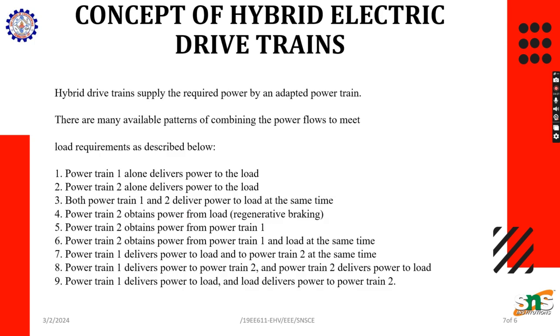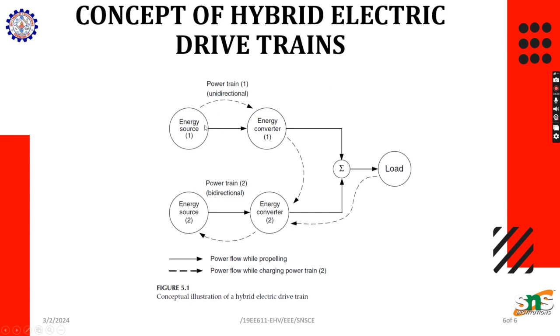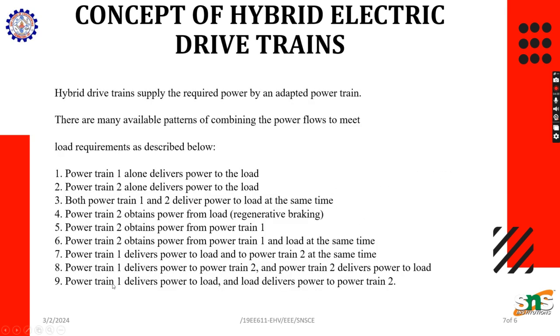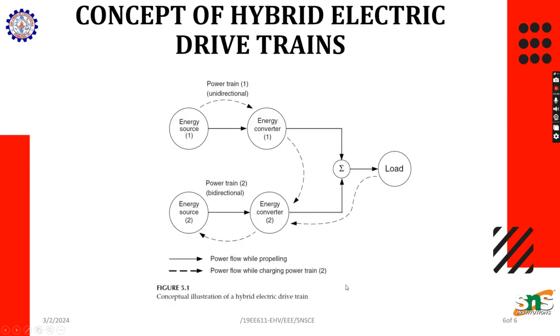And point number 8 is powertrain 1 delivers power to powertrain 2, and powertrain 2 delivers power to the load. So this is also possible: energy source 1 supplies energy to energy source 2, and through energy source 2 it is supplied to the load. And the last point is powertrain 1 delivers power to the load, and the load delivers power to powertrain 2. So we have all the possibilities.